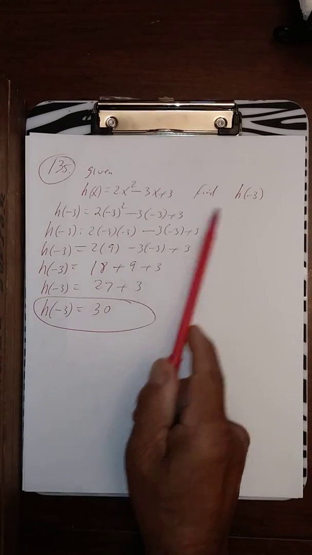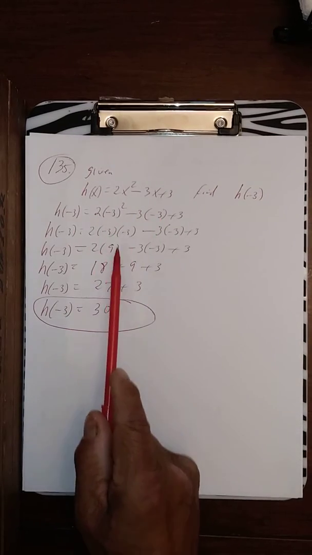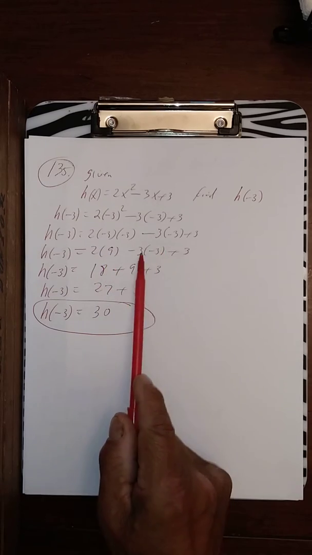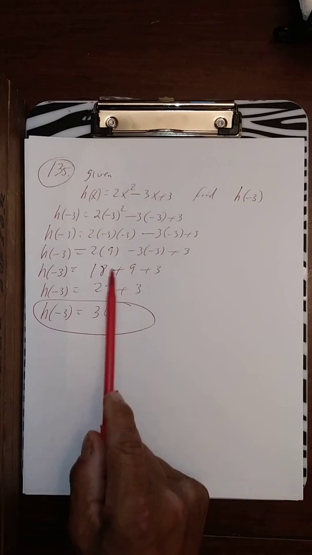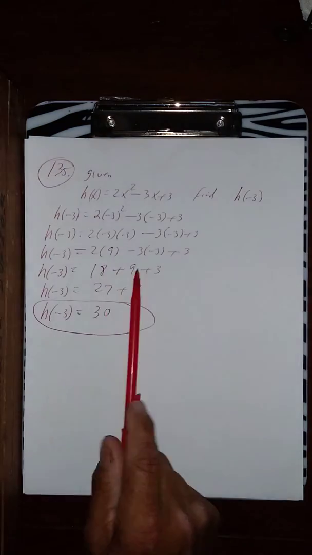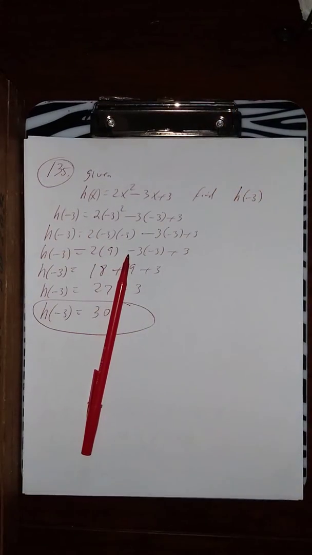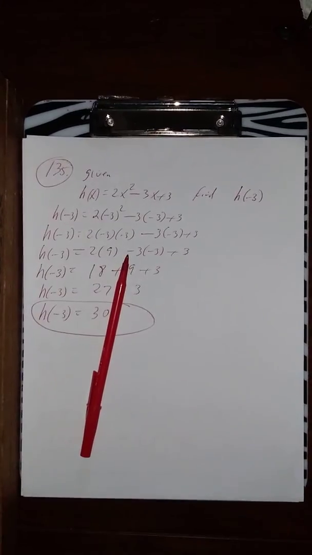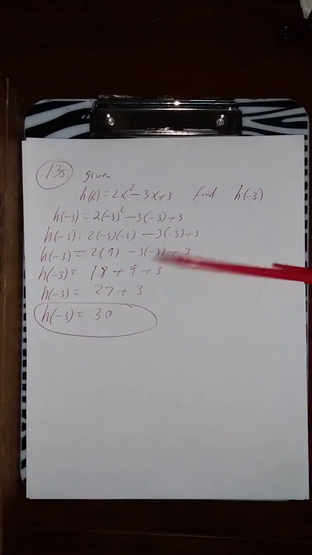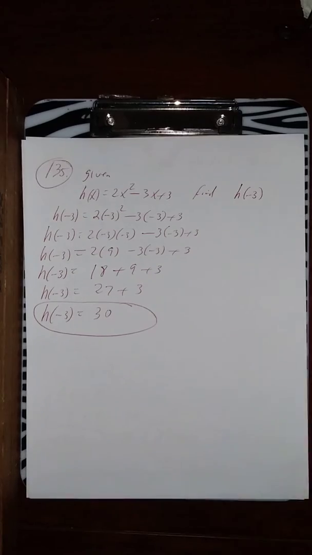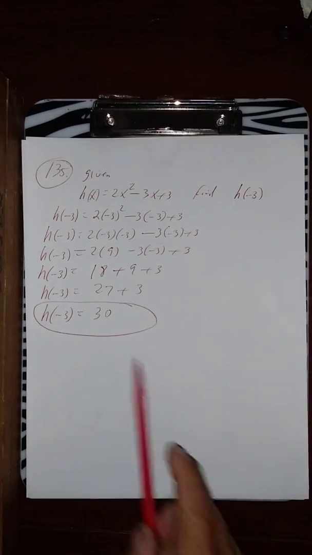H of negative 3. Put negative 3 in there. That times that is 9. 9 times that is 18. 18, 9, 3. So now we have, let's see, what do we have here? And we have a 30 at the end.